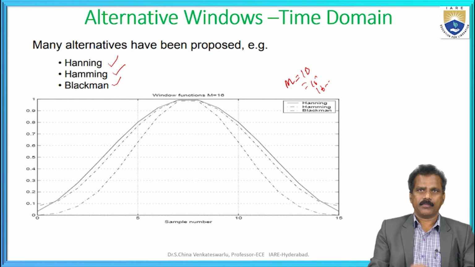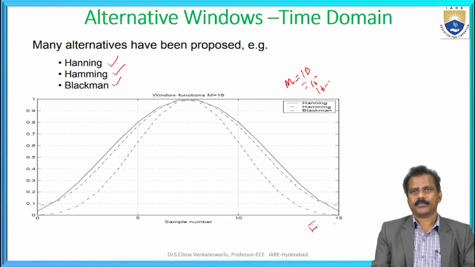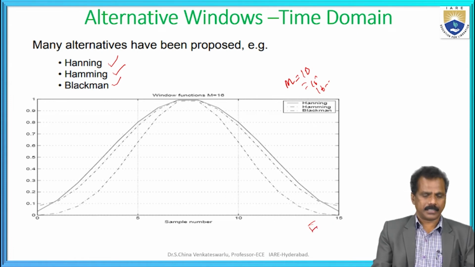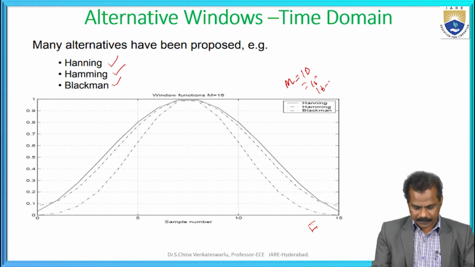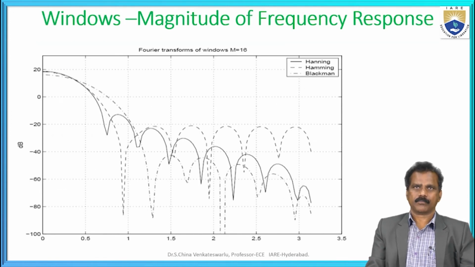Like in a window function, the effect of M being constant with the Hamming and Blackman windows, we will verify by using the MATLAB built-in functions. Okay, sample number versus the window response, with the M values constant, increasing or decreasing. How is the effect if we use the time domain?